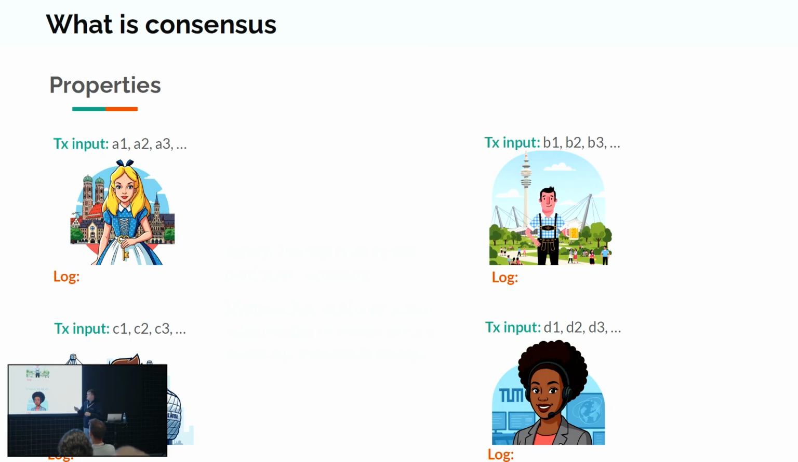Just to demonstrate what I'm talking about, we have some transaction input for each of the participants, and over time the logs are growing. They don't need to be the same at any moment in time, but we want to support this property of consistency, safety, meaning that one is a prefix of the other.